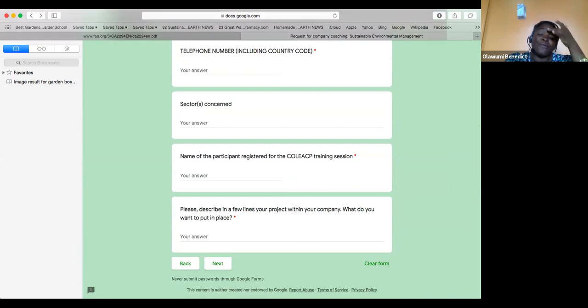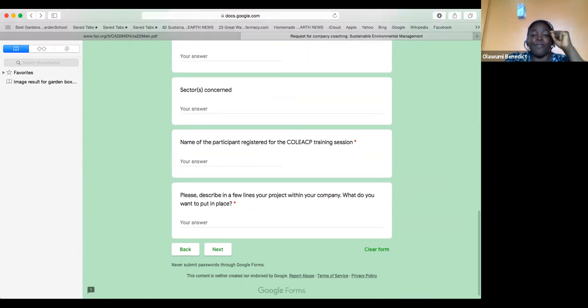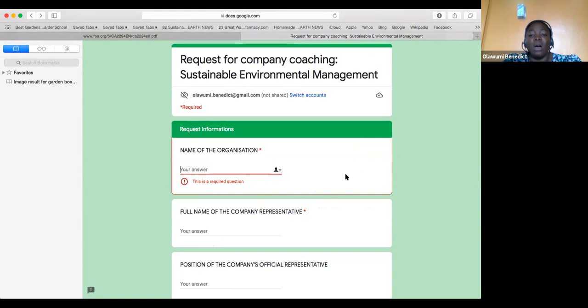It depends on who is filling it. If the owner of the company is filling it, they will put the names of those who attended this training, and then describe in a few lines your projects within your company, what you want to put in place. Then you go to the next page. I have not put the name of my organization, so it does not allow me to go to the next page. But you go through all the pages to the last page, and then you can click on submit.